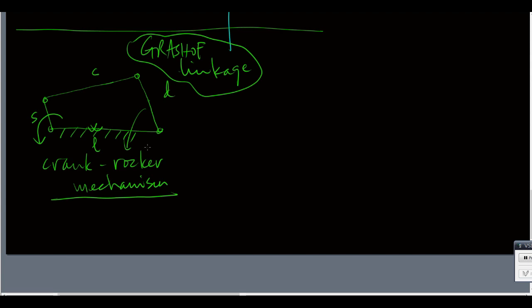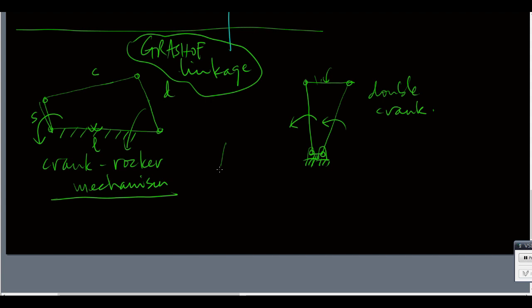Okay, now what happens if I fix this one? So if I fix the short link, then this one and this one and this one all do full revolution relative to that. So this is the double crank. Similarly, if I fix that one, then I get something like this.